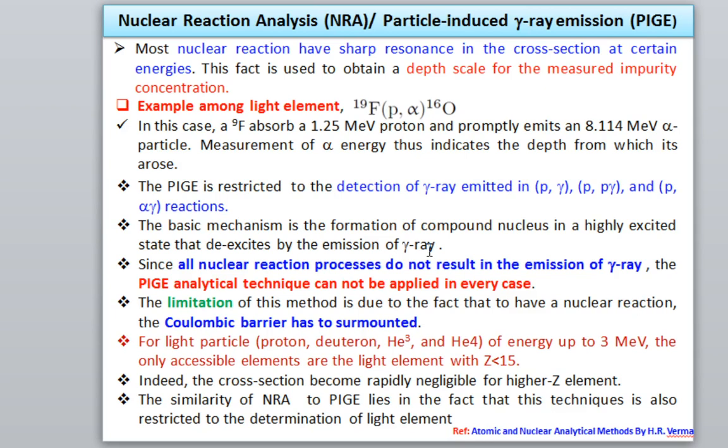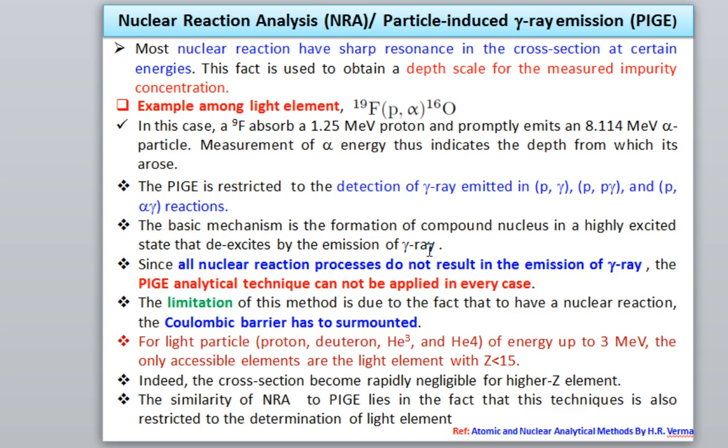The limitation of this technique is due to the fact that for nuclear reactions to occur, one requires the Coulomb barrier to be overcome. Because the Coulomb barrier energy is there, the impinging charged particle has to surmount the Coulomb barrier energy. So that is the limitation.